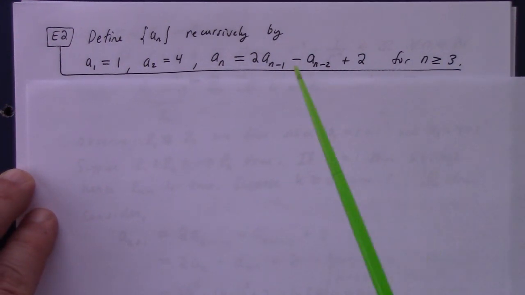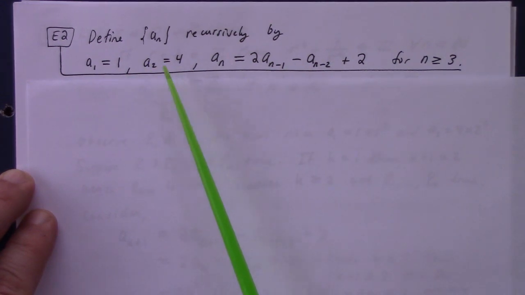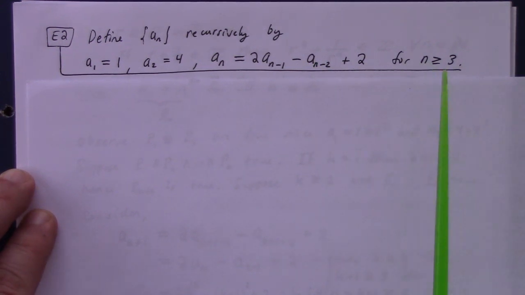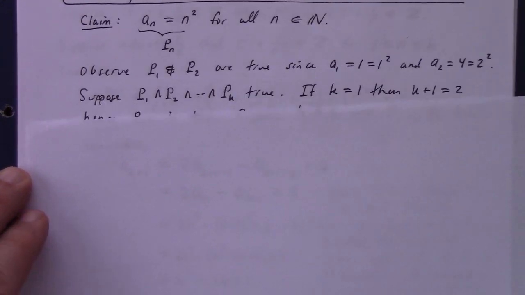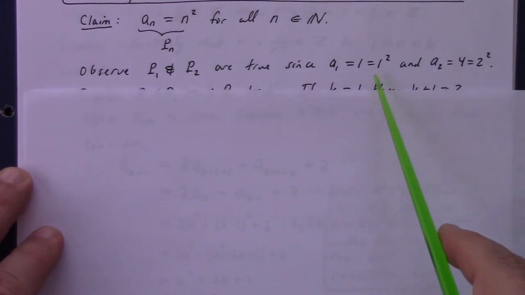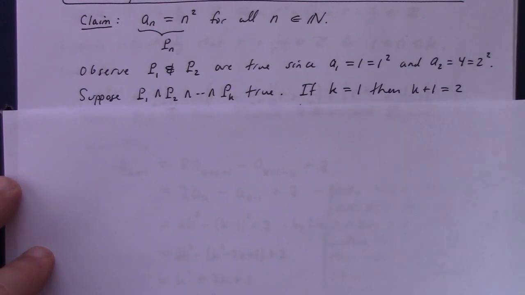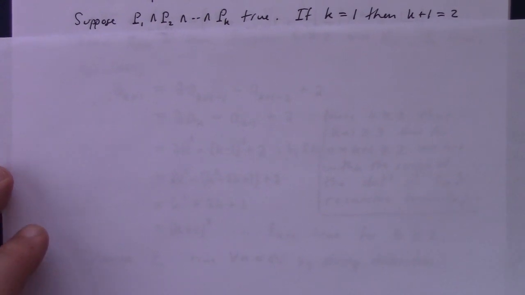A sub n is recursively defined by this: a1 is 1, a2 is 4, a sub n is 2a sub n minus 1 minus a sub n minus 2 plus 2, for n greater than or equal to 3. The claim is that a sub n is actually equal to n squared for all n in the natural numbers. We're going to call that Pn. So P1 and P2 are clearly true, because 1 squared is 1 and 2 squared is 4. All right. So then we'll suppose inductively that P1 through Pk is true.